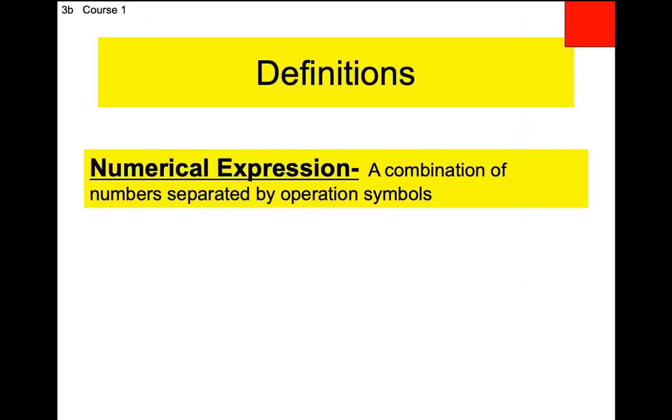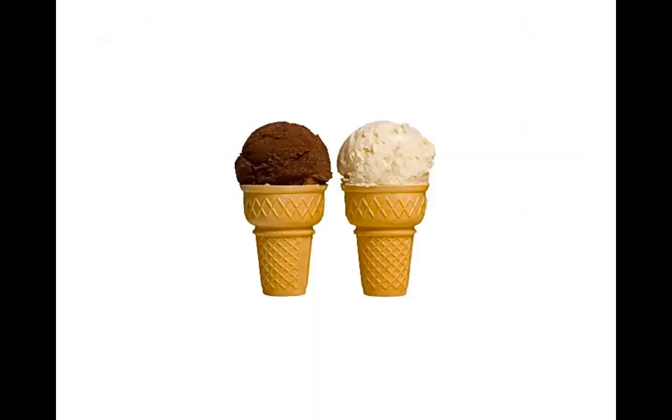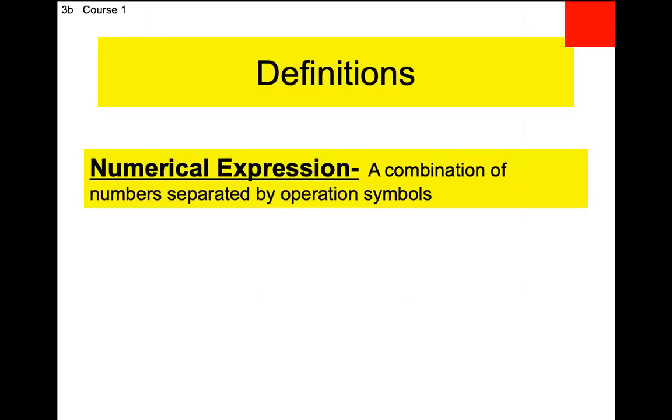Expressions come in 2 flavors, right? Chocolate and vanilla. I don't know which is which. The first one, if there are only numbers involved, we call it a numerical expression, box 3B. You can just write numerical expression and put an example. It only has numbers and operation symbols. Like 2 plus 3, 2 times 3. It's just got numbers. There are no variables.